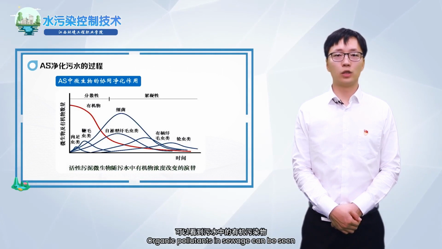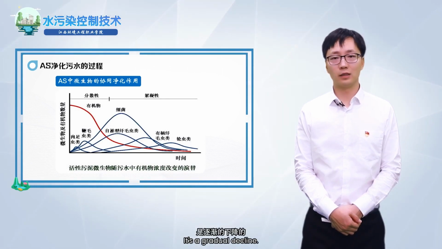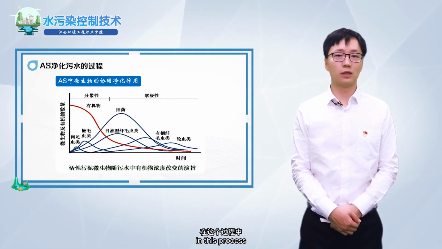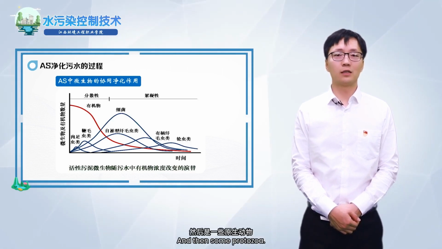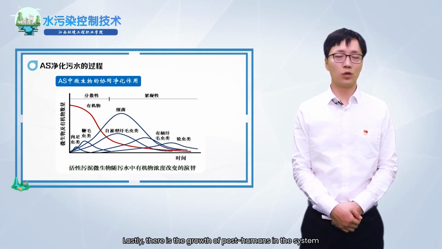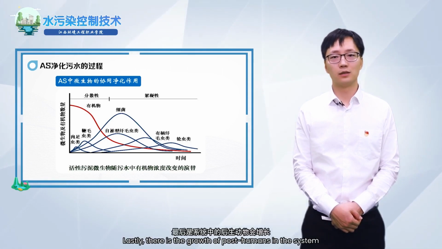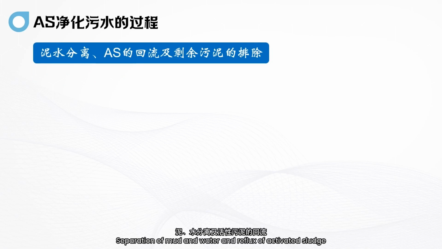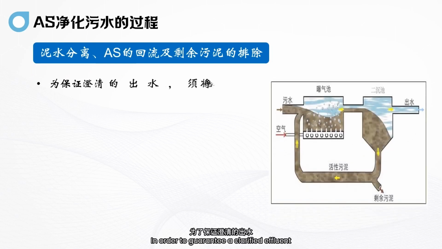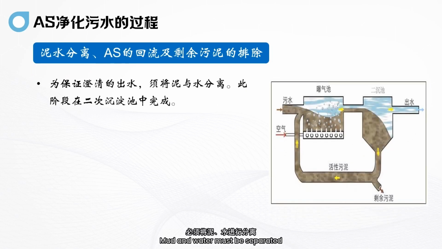Organic pollutants in sewage can be seen gradually declining. In this process, first of all, the bacteria grow in large numbers, and then some protozoa grow with them. Lastly, there is the growth of metazoa in the system. Next, separation of mud and water, reflux of activated sludge, and residual sludge removal. In order to guarantee a clarified effluent, mud and water must be separated. This stage is completed in the secondary sedimentation tank.